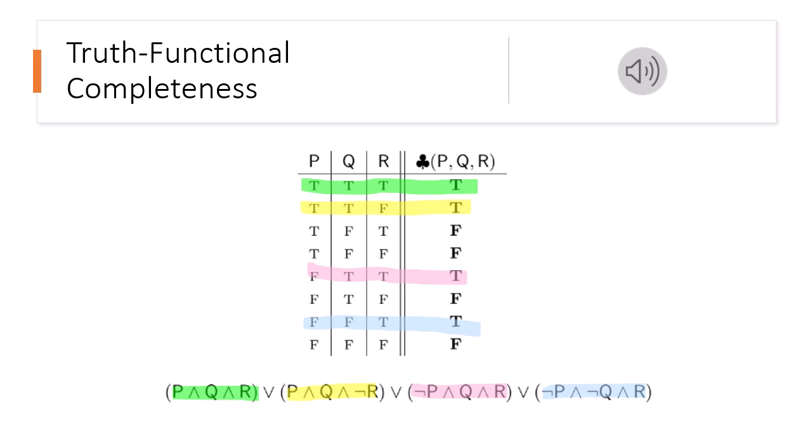We'll also go through another example, getting to a conjunctive normal form, and we'll apply that one to a new conditional connective that we'll introduce as well.